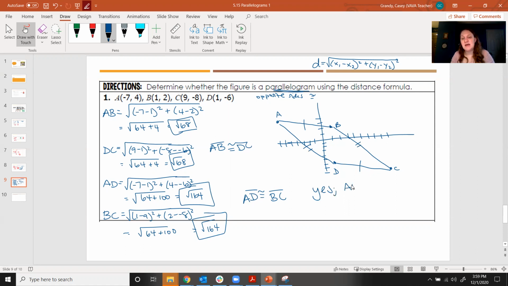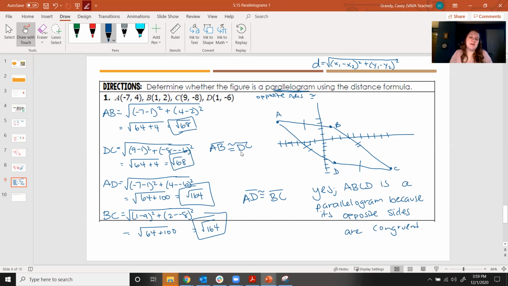So then I can write this as a sentence. Yes, ABCD is a parallelogram because its opposite sides are congruent. If I had gotten that they weren't congruent, like if I'd gotten the square root of 68 and the square root of 59, those would not be congruent and I could have stopped right then. Because as soon as the opposite sides, either pair, are not congruent, it can't be a parallelogram.